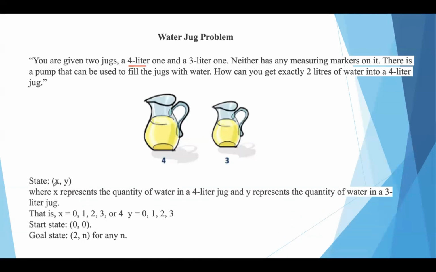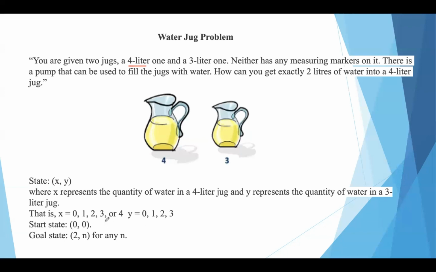Here the state is represented with x comma y, where x represents the quantity of water in the 4-liter jug and y represents the quantity of water in the 3-liter jug. As the first jug has a capacity of 4 liters, x can take values from 0 to 4, whereas y, the second jug, has a capacity of 3 liters, so y can take values from 0 to 3.